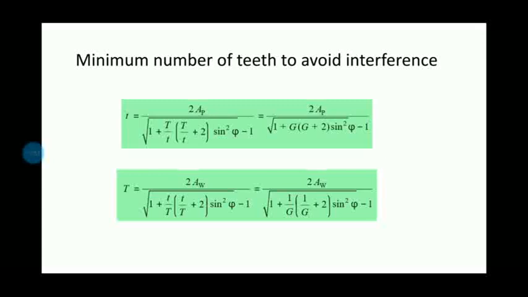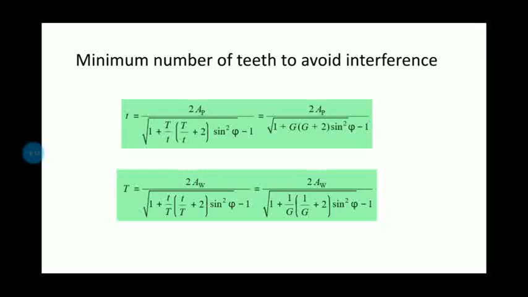So I will read it. T equal to 2AP divided by root of (1 plus T by t into (T by t plus 2) sin square phi) minus 1. Now T by t is the gear ratio. Gear ratio is represented as G. Note that down. Then phi is your pressure angle.